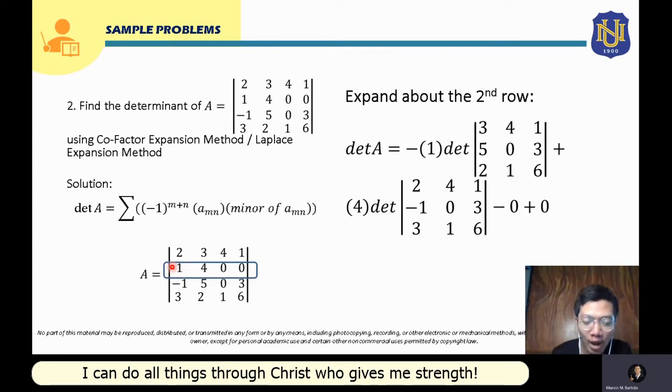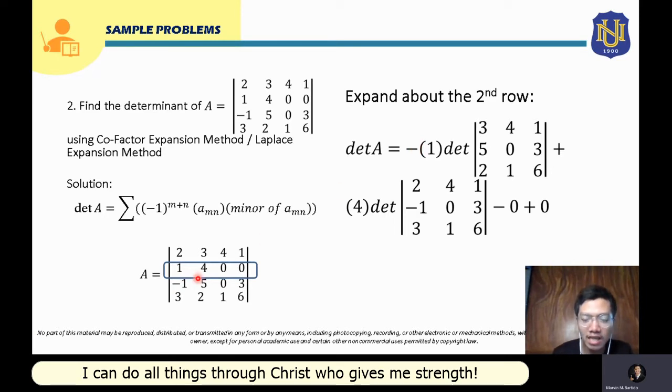So the cofactor of 1 will be: we have to delete the column and the row and find the determinant of the remaining elements: 3, 4, 1, 5, 0, 3, 2, 1, 6. So this will be that matrix. We have to solve for its determinant times the sign convention. For this element, its sign convention is, we start from positive and then negative. So your element here should be negative. That's why it is negative here.